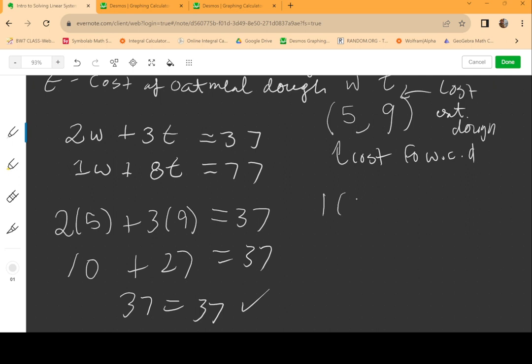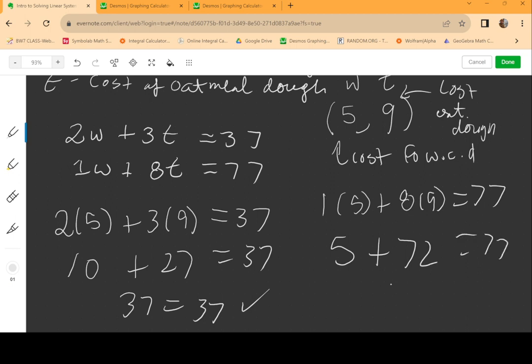And then in my other one, we get 1 times 5 plus 8 times 9 equals 77. Here we get 5 plus 72 equals 77, and we see that 77 does in fact equal 77. So this is a solution to the system, where that ordered pair 5, 9 satisfies both of the equations.